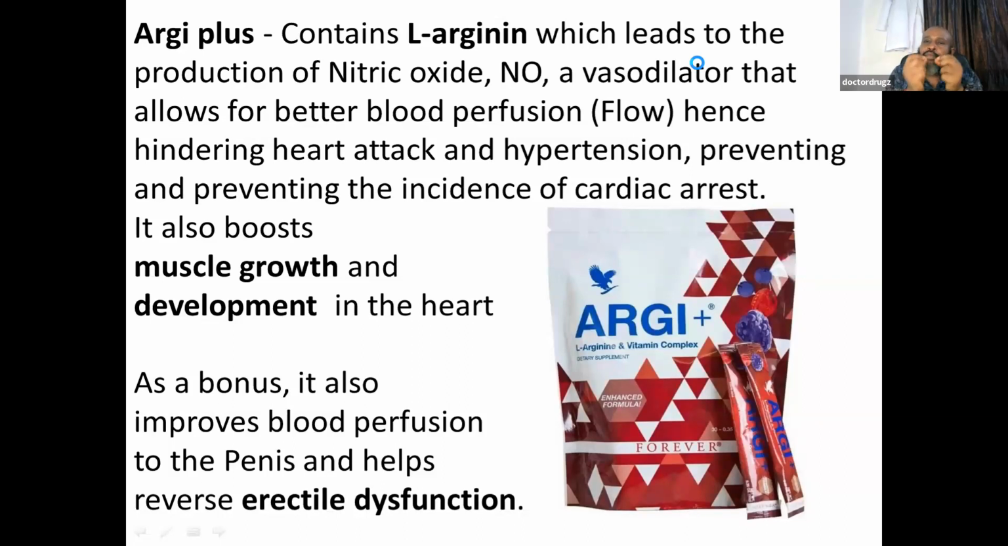But just as it helps with that, it's actually an amino acid. So it's a building block of what? Muscles. Guess what the heart is made up of mostly? Muscles. So you can see that it helps with what? Muscle growth and development in the heart. But as a bonus, just as it's helping the upstream sector to have a better flow of blood, it also helps what? The downstream sector and helps madam to be happier in the other room.